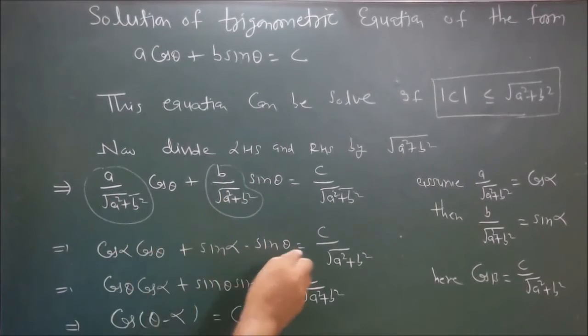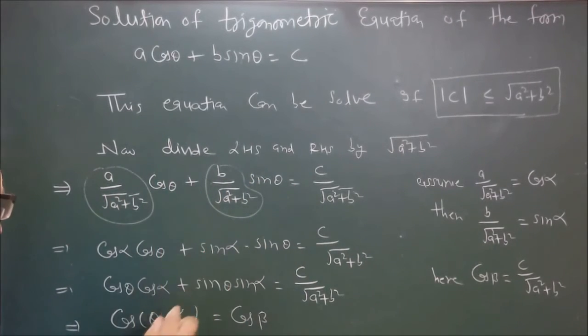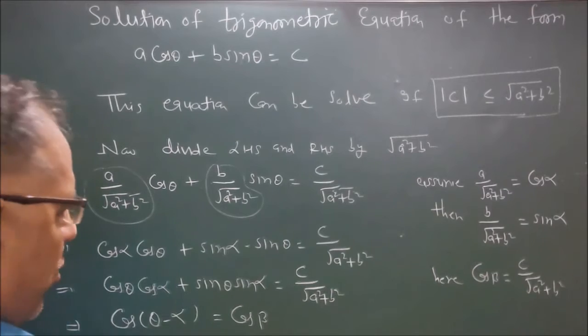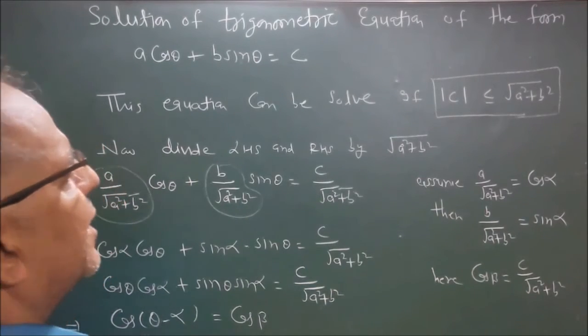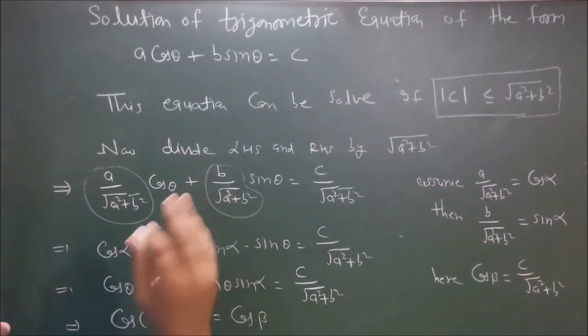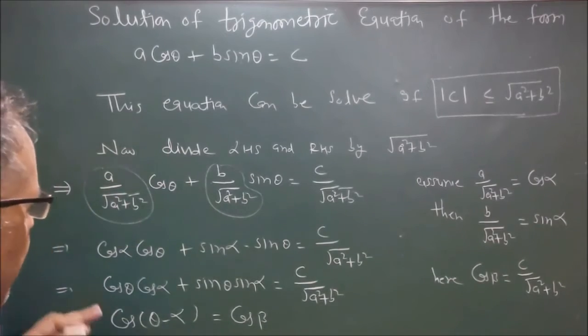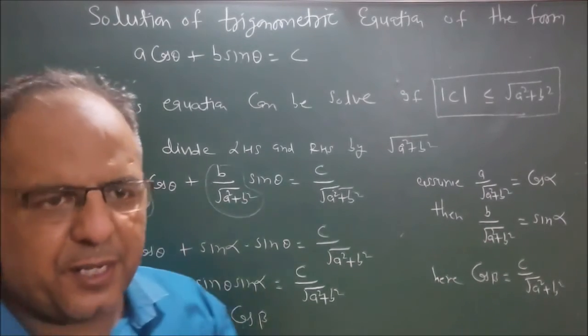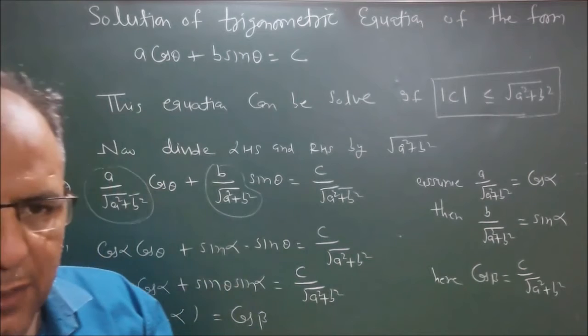So now after putting these values, the left hand side converts into the identity of cos, and the right hand side also can be converted into the form of cos. So now apply the identity cos theta equal to cos alpha. We get the general solution of this type of equation. The left hand side may be converted into cos(a plus b), cos(a minus b), sin(a plus b), or sin(a minus b).